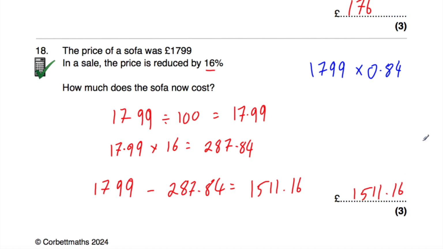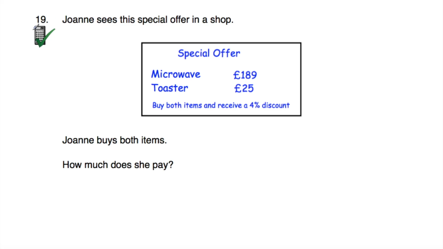Okay, let's look at our next question, question number 19. So question number 19 says, Joanne sees this special offer in a shop, and the special offer is a microwave normally costs £189 and a toaster normally costs £25. And if they buy both items, you receive a 4% discount. And Joanne buys both items. How much does she pay?